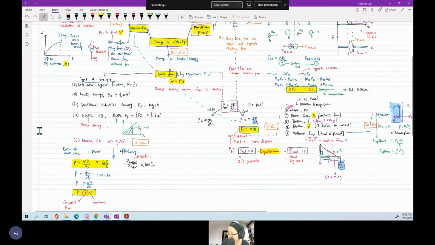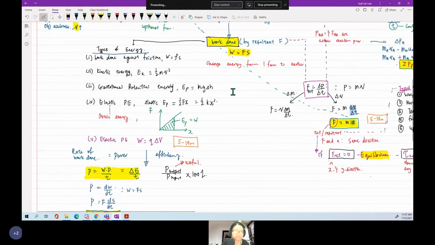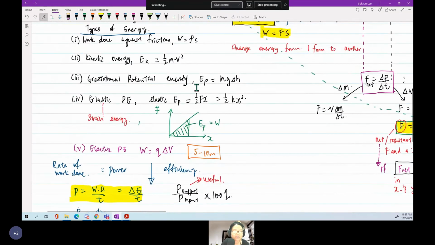There's a question in the chat. For GPE, change of GPE is mg. I mean, I use change in height because when I'm talking about this, it's all change. Sorry, maybe I wasn't very explicit. So this one can be half mu square.